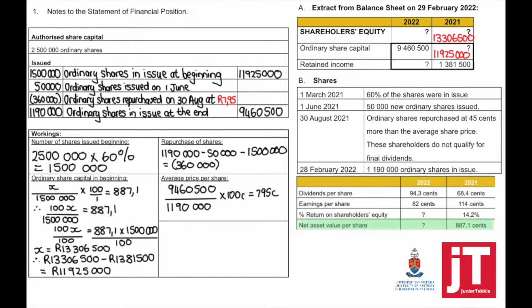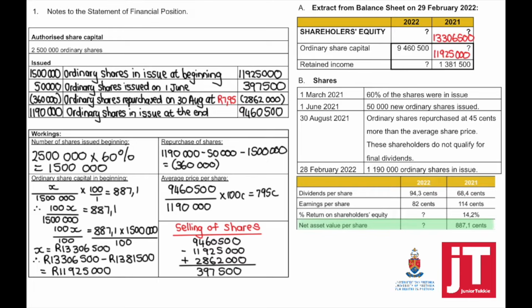To calculate the average price, we can use the balance at the end divided by the number of shares in issue. Why do we use the balance at the end? Because on the 1st of June, 50,000 shares were issued. This means we now need to use the balance at the end. So once we've got the average price, we can calculate the total repurchase price that will appear in the ordinary share capital. Remember that it must be in brackets.